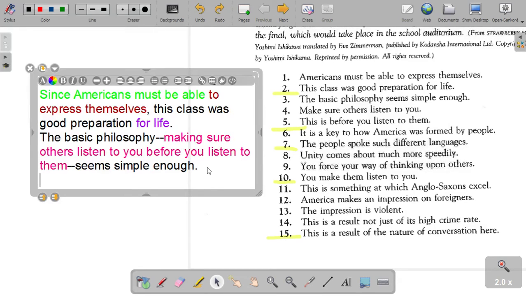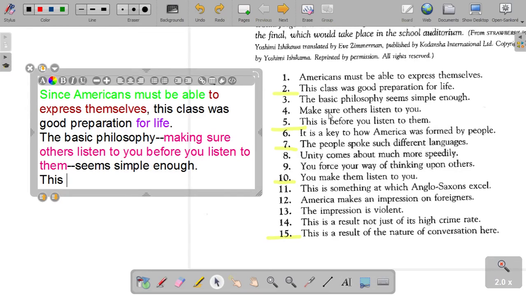It is a key to how America was formed by people. The people spoke such different languages. Now, I want to challenge you to try to think of another word other than it to use here. So it can be a little bit weak sometimes. And again, we're not sure what it refers back to. So let's say this, and then what is it referring back to? What's the key it's talking about?